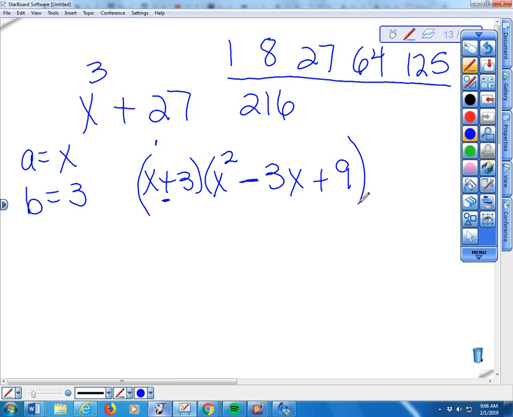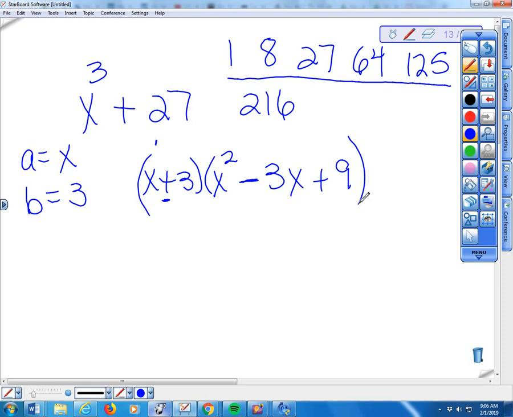Okay. I found A and B. In my case, it was x and 3. I plugged it in. A plus B is the first parenthesis, x plus 3. A squared is x squared, minus AB, minus 3x, plus B squared, which is 9. So now you're done.